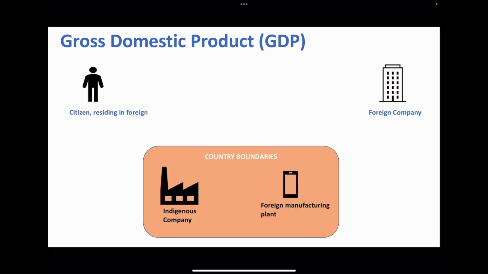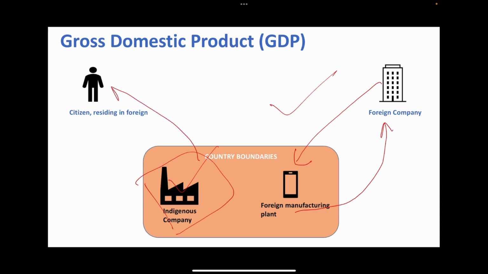Let us understand this through an example. Here's an indigenous company that obviously contributes towards the GDP of the country. You've got a foreign company invested in the country, manufacturing in that particular country. That company would also account for the GDP of the country, even though the revenue at the end of the day would go back to the parent company and the parent country. A citizen of the country residing abroad, even though remitting money back to the country, will not contribute towards the GDP of that country.